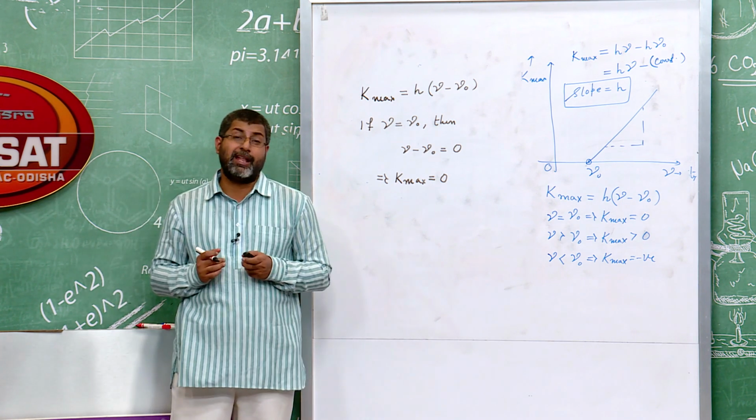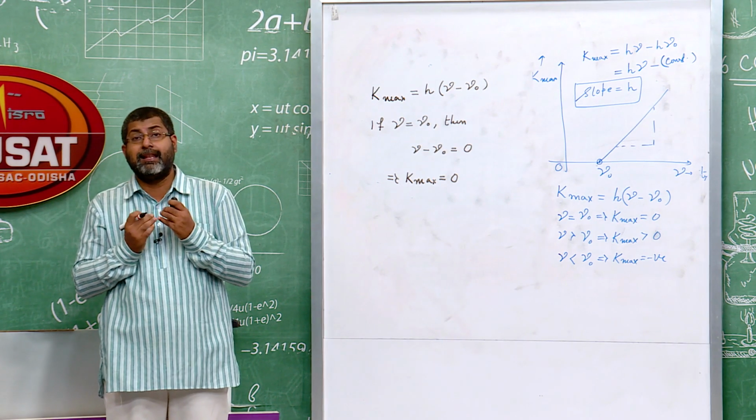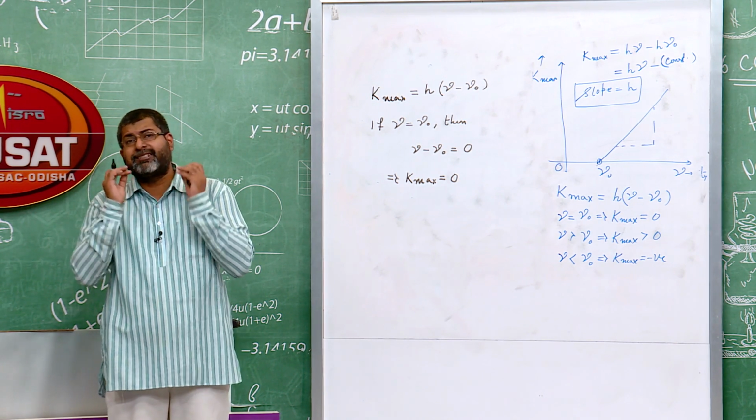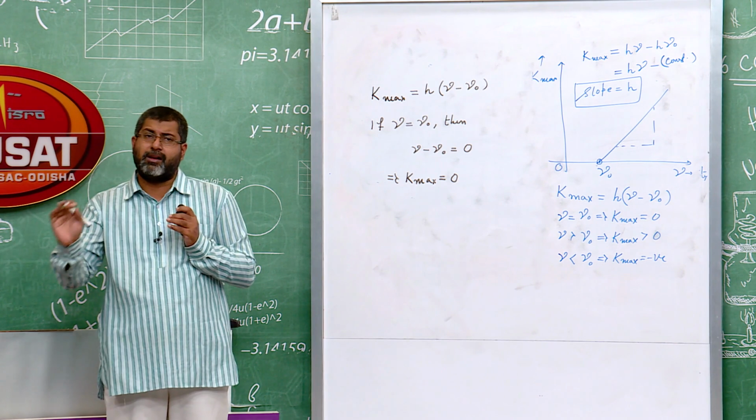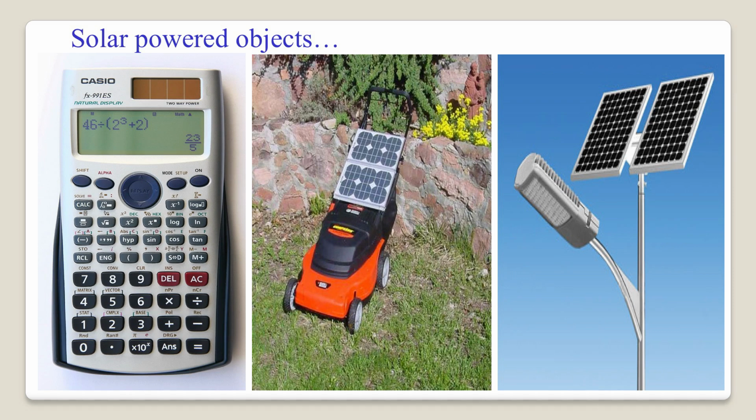Now, what follows next is a revolution. When we talk about the photoelectric effect, the idea of the invention of the photoelectric cell comes to our mind. A photoelectric cell is a device that converts light energy into electrical energy, and when the idea of the photocell comes to mind, suddenly solar powered objects like calculators, solar powered street lights, solar powered grass cutting machines, solar cookers, and many other things come to mind.